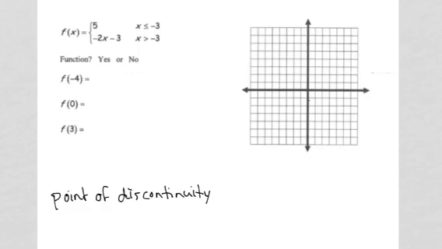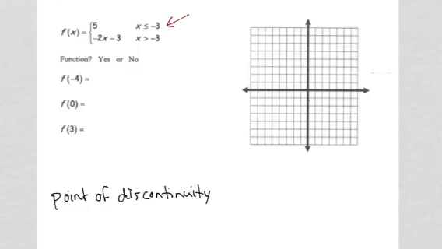Good morning. Today we're going to be talking about graphs of piecewise functions. A couple of key vocabulary words to get started with. We're going to start off talking about what's called a point of discontinuity. That would be any place in the graph where the picture jumps and it no longer follows a smooth path.